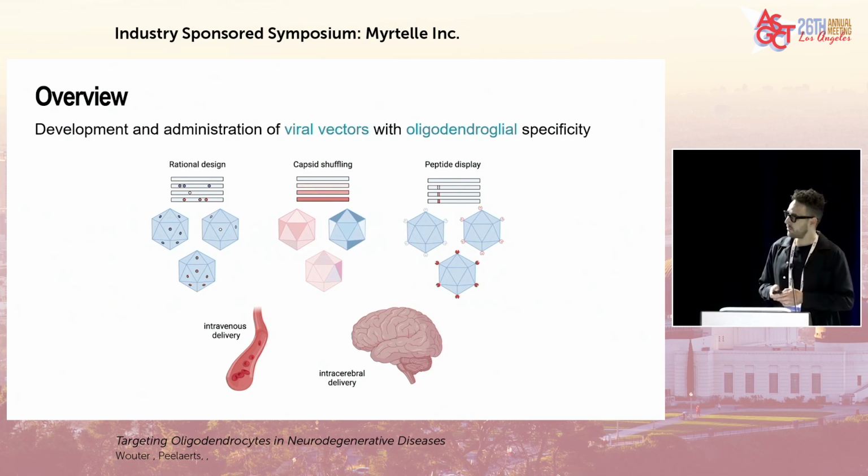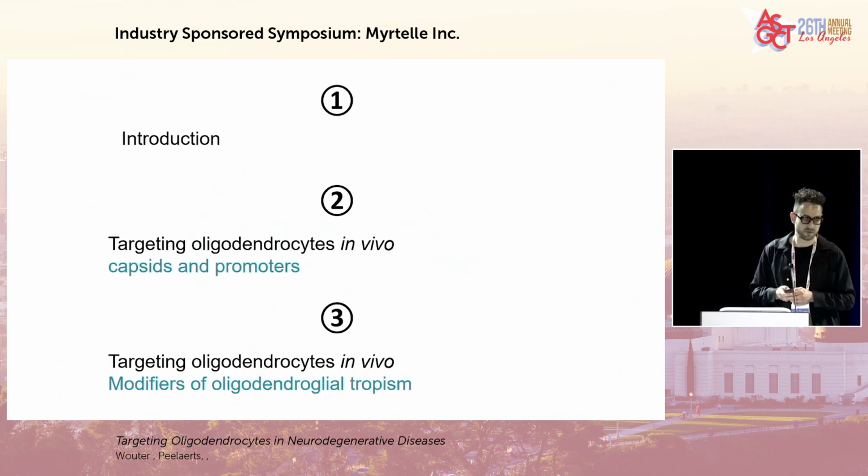Some of the strategies that have been used over the years include rational design of new viral vectors, combining different capsids and promoters and restricting expression to oligos in vivo. Capsid shuffling has also been used to target oligos, as well as peptide display. Many of these viral vectors have been delivered intravenously, but most applications still focus on direct intracerebral injection, either through the lateral ventricles, cisterna magna, or by injecting them, for instance, in the striatum or myelin-rich regions.